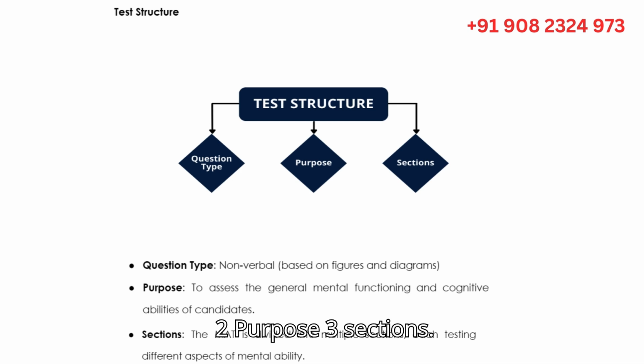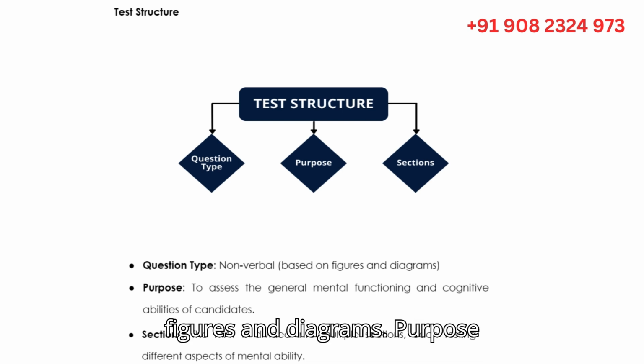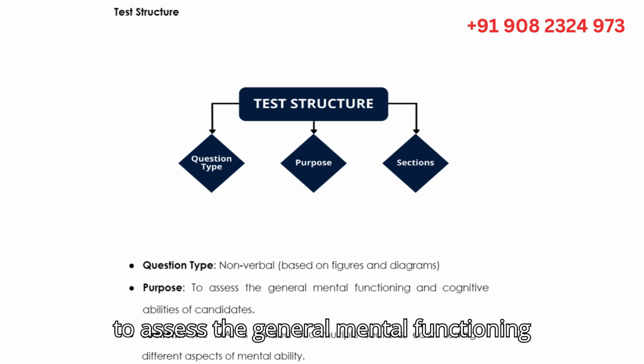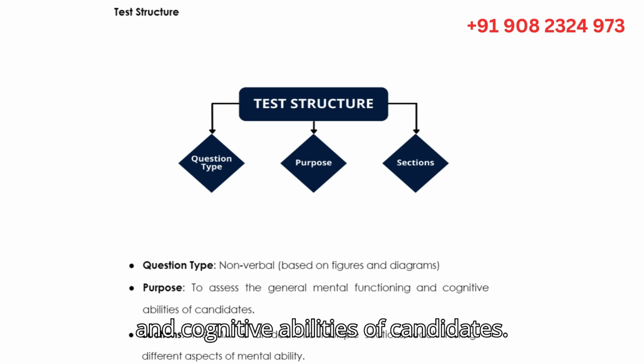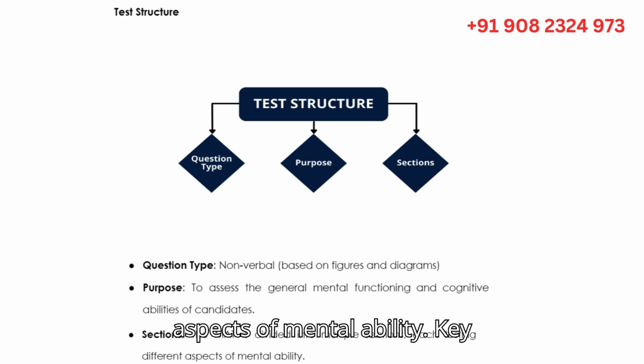Test structure: 1. Question type. 2. Purpose. 3. Sections. Question type: nonverbal, based on figures and diagrams. Purpose: to assess the general mental functioning and cognitive abilities of candidates. Sections: the MAT is divided into multiple sections, each testing different aspects of mental ability.